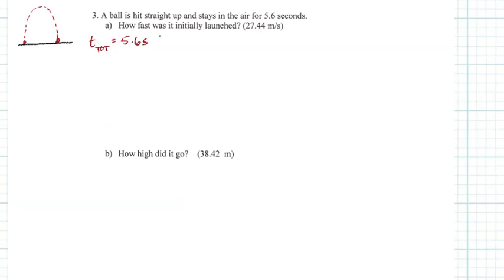seconds. Now I wrote time total for a reason, partly because I know how we're going to do this, but that simply means that that's going to be the total time that the ball is in the air, up and down. Well, so we're being asked here now how fast it was initially launched. So the VI, that's going to be what we're looking for right there. What else do we know?